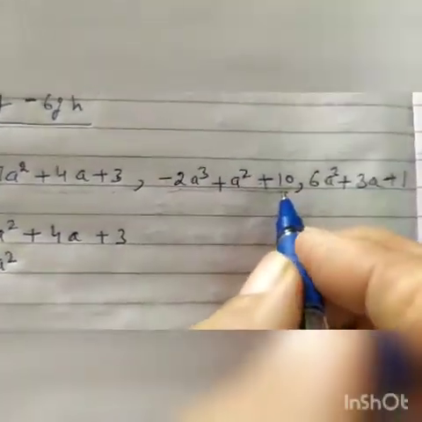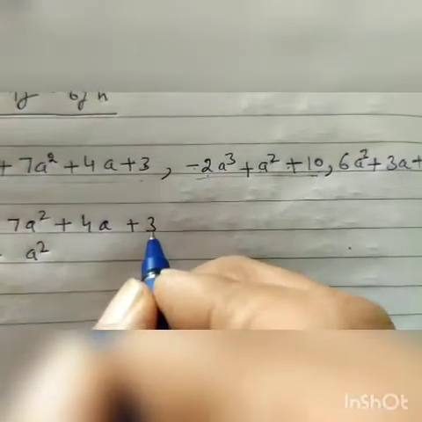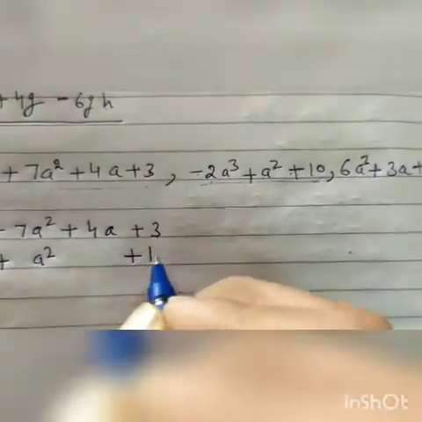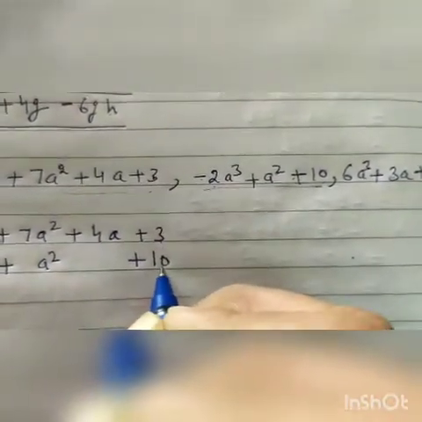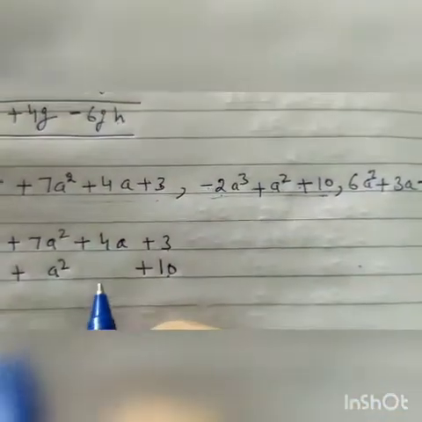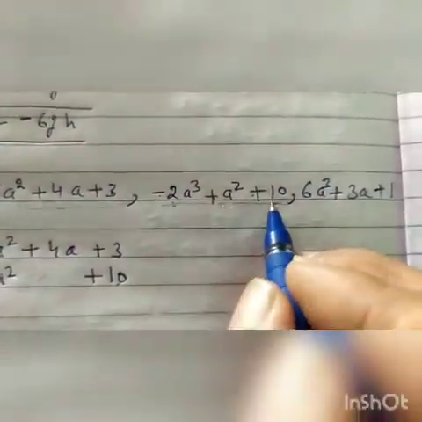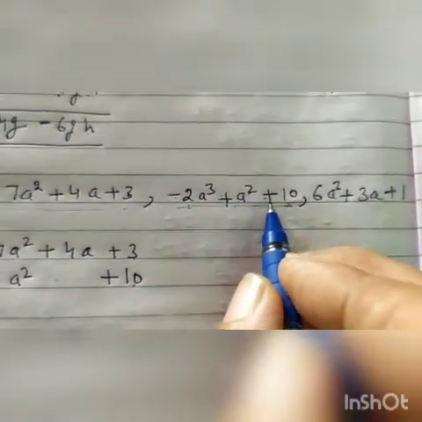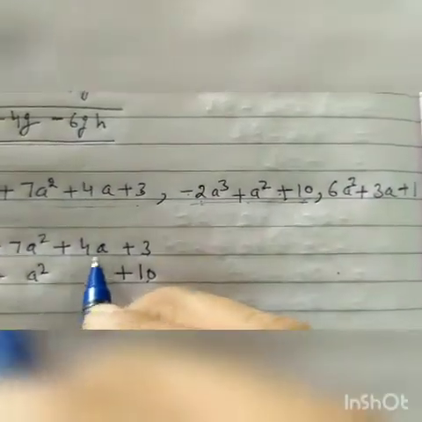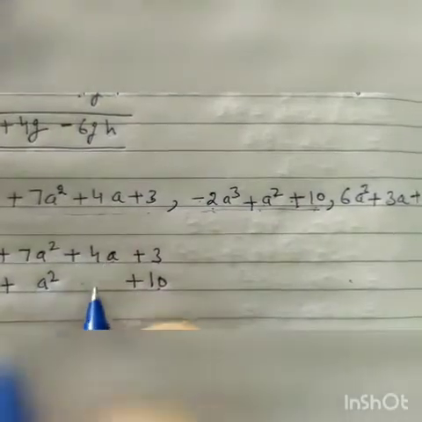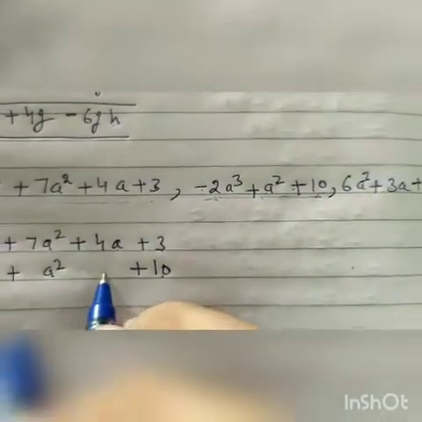Then plus 10. 10 is a constant term. Here constant term is 3. So 10 will be written here below 3. In this line, this space will be blank, because in the second expression there is no term with variable a. So space below this 4a will remain empty.